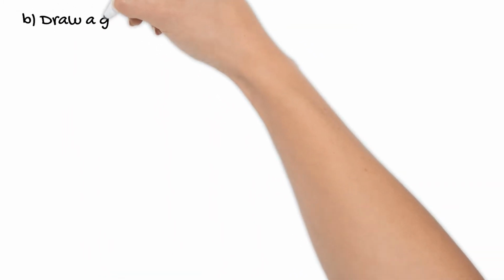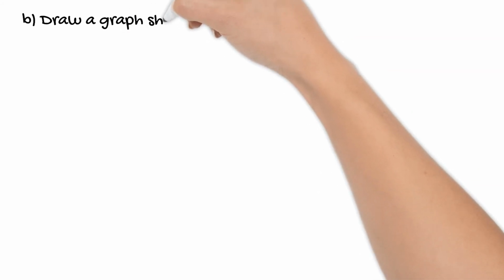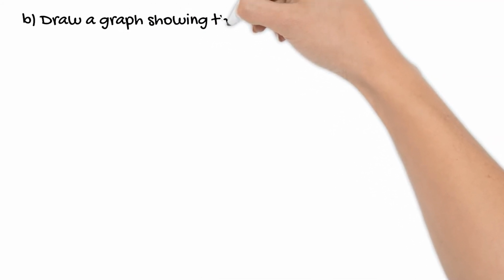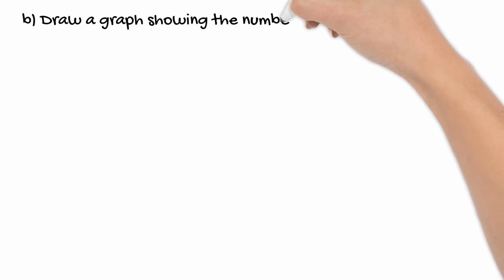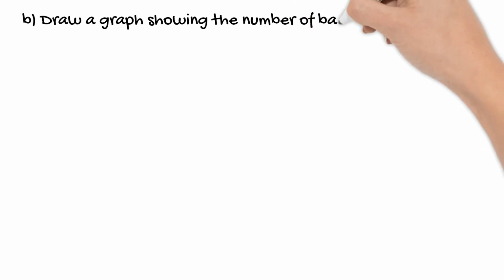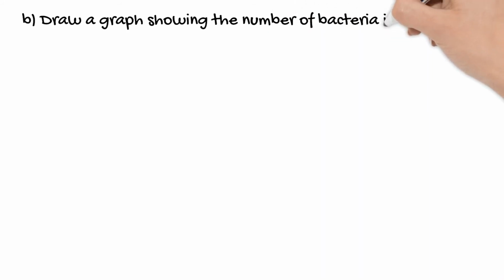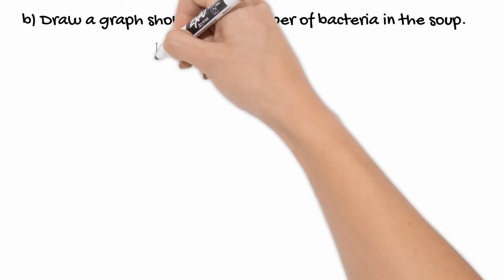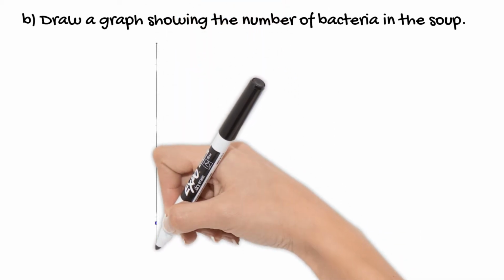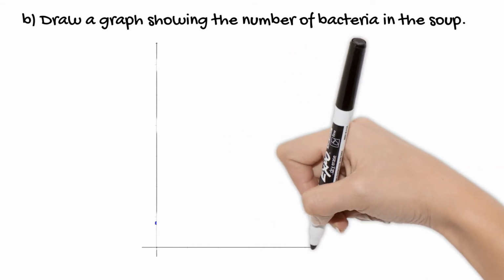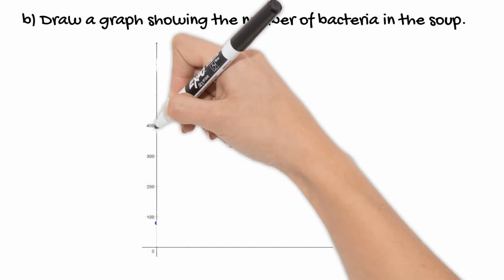Now, the next thing we need to do is draw a graph showing the number of bacteria in the soup. Because time is what we call our independent variable, time will move on no matter what. It's on the horizontal axis, it's our x value, and the number of bacteria in the soup is our y value. We just plot our values from our table of values in the previous part of the question, and you can see that our graph very quickly takes the shape of the exponential function.